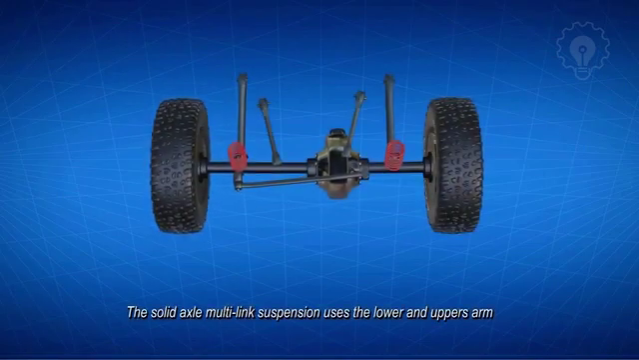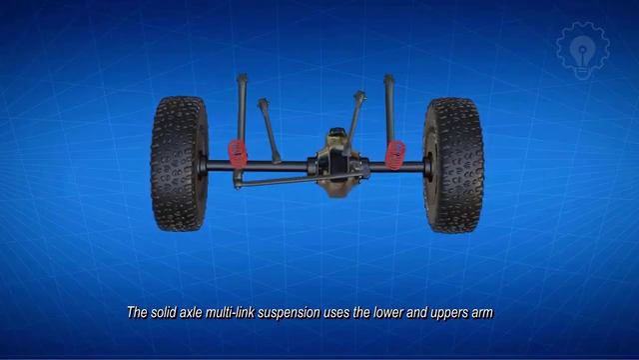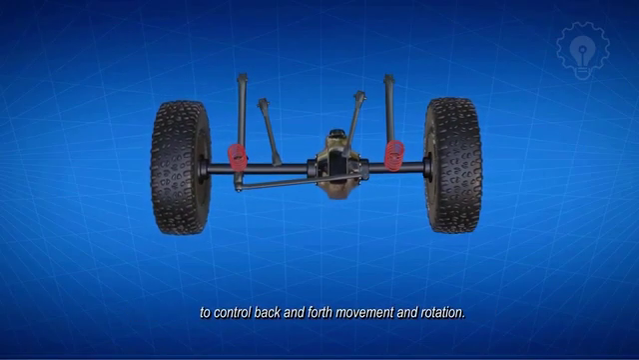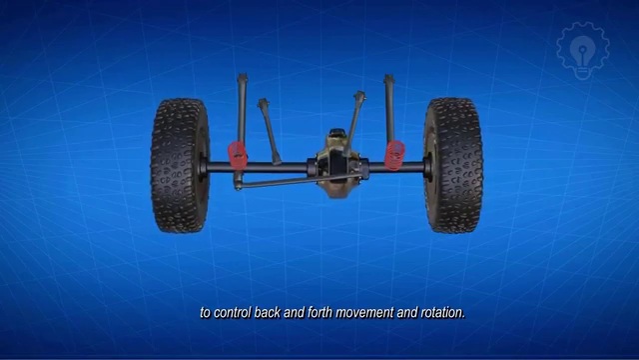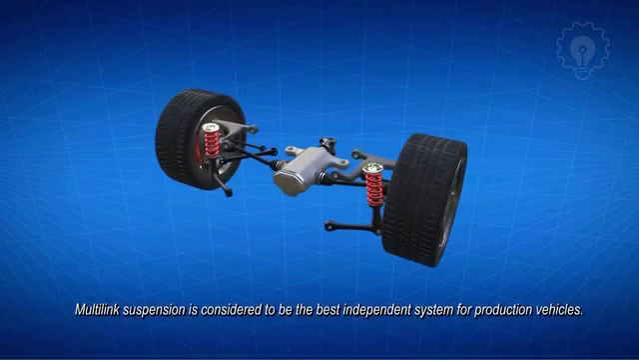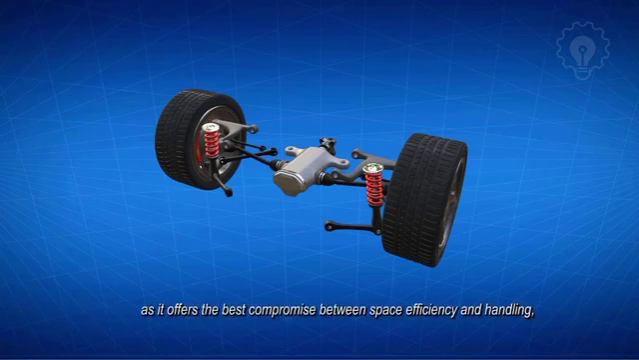The solid axle multi-link suspension uses the lower and upper arm, to control back and forth movement and rotation. This rotation occurs during acceleration and braking. Multi-link suspension is considered to be the best independent system for production vehicles, as it offers the best compromise between space efficiency and handling, as well as comfort and handling.